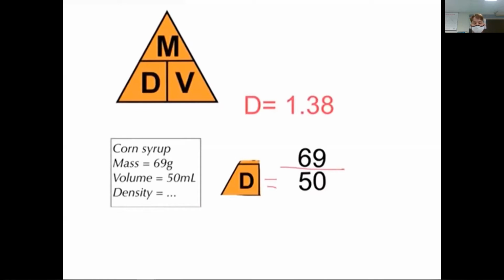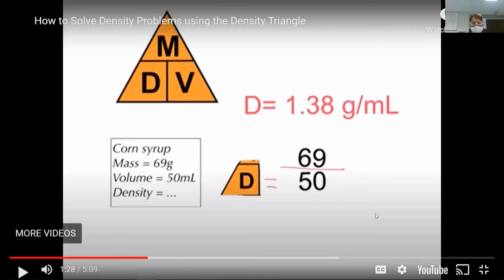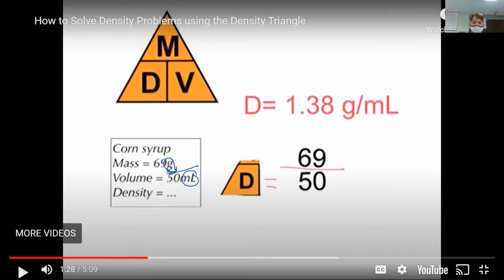So far we have that the density is 1.38, but we're not done because we still need our units. So we're going to take the grams from the mass and the milliliters from the volume, making the density 1.38 grams per milliliter. Okay, so remember, your density unit comes from your mass and volume. So because we had grams as our mass and milliliters as our volume, we simply divide those just like we did with our numbers.